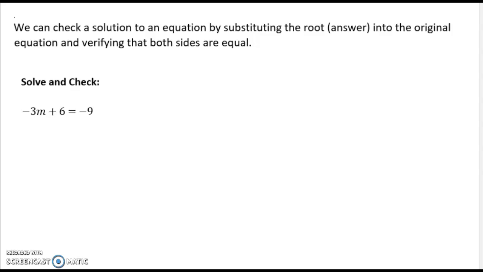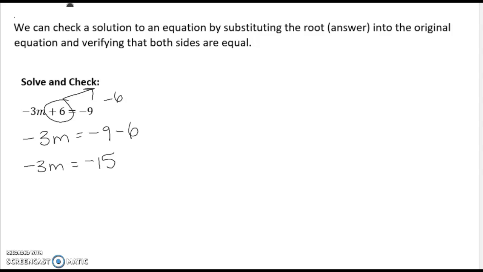Okay, so let's do this. So over here, we are going to solve. So I'm going to move this 6 over. So positive 6 turns to a negative 6. So I'm going to have negative 3m equals negative 9 minus 6. So we've got to simplify. So negative 3m equals negative 9, take away another 6 gives you negative 15.